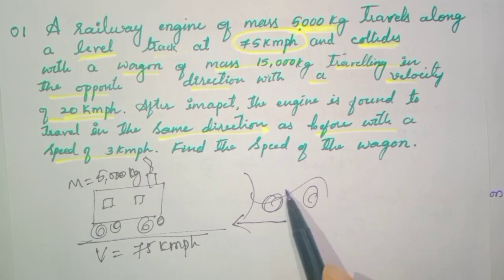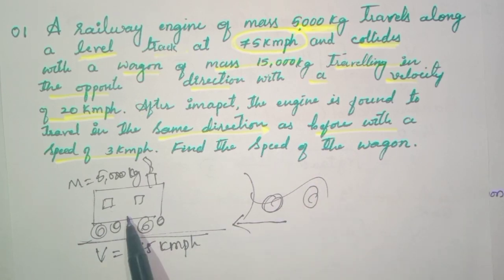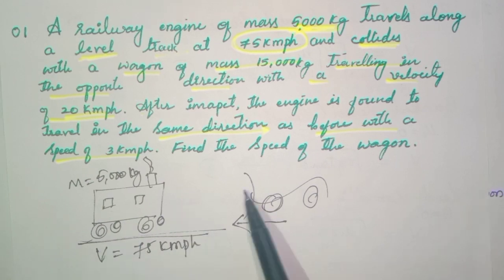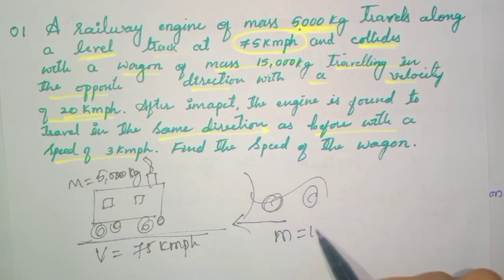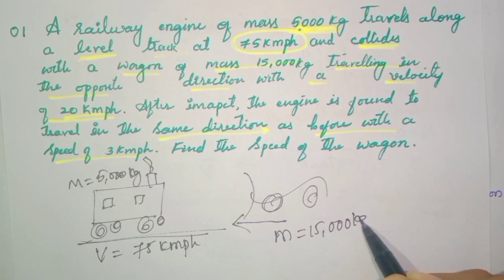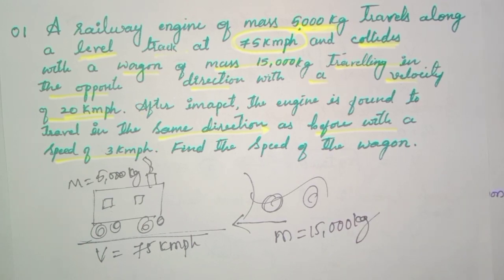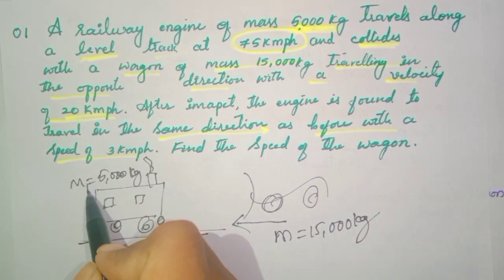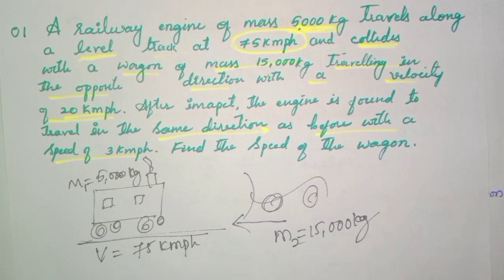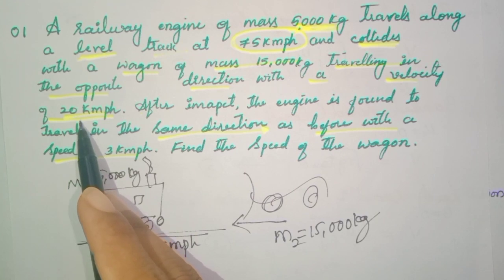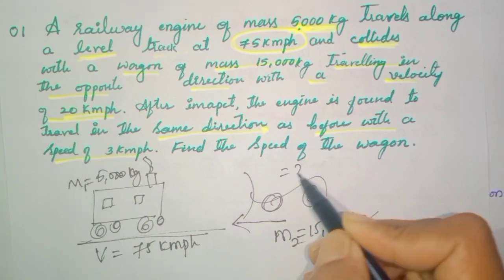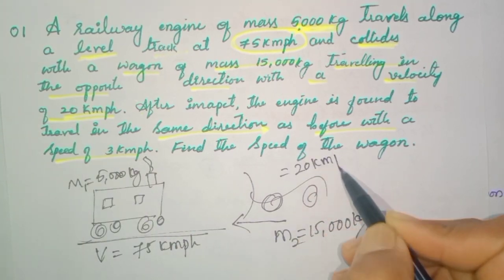And this wagon is coming in the opposite direction. So what happens here, this wagon collides with the engine. What is the mass of this wagon? The mass of this wagon is 15,000 kg. Here, the mass of this railway engine is m1 and the mass of this wagon is m2. And what speed is it traveling with? It is traveling with a speed of 20 km per hour. So I'll write the speed here, 20 km per hour.